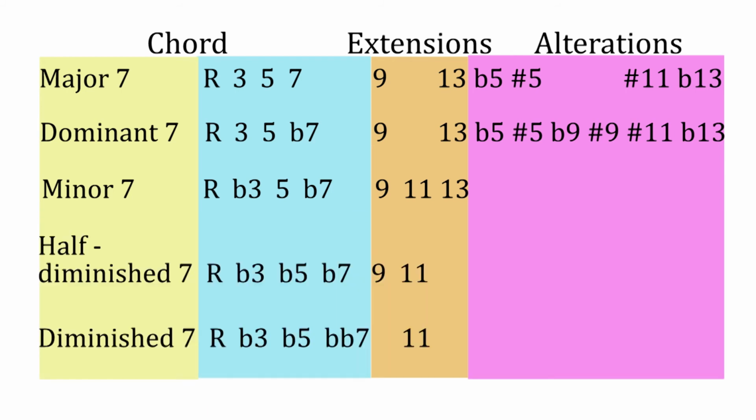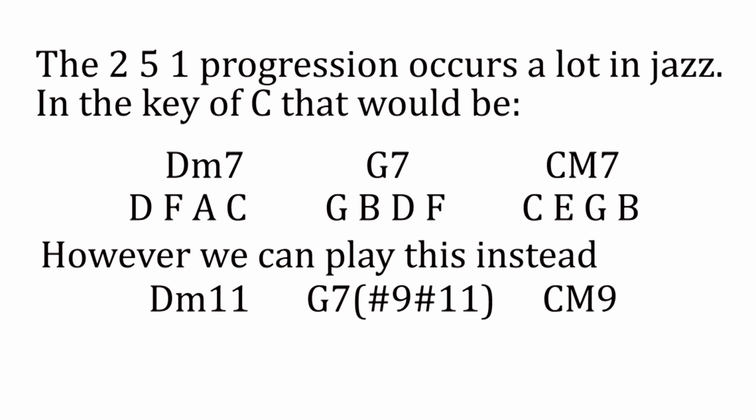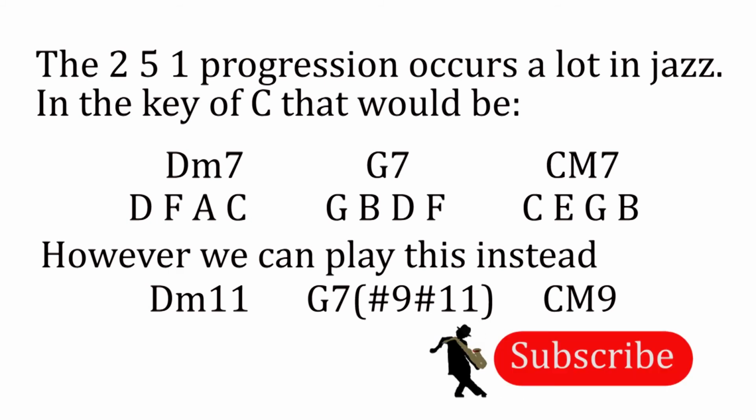So as you have seen, complex chords can be broken down into smaller chords with added notes, extensions or alterations. The reason why we use complex chords rather than simpler ones is because complex chords give us a more interesting sound and create more tension. The chord progression 2-5-1 occurs a lot in jazz. In the key of C, that would be D minor 7, G7 and C major 7.